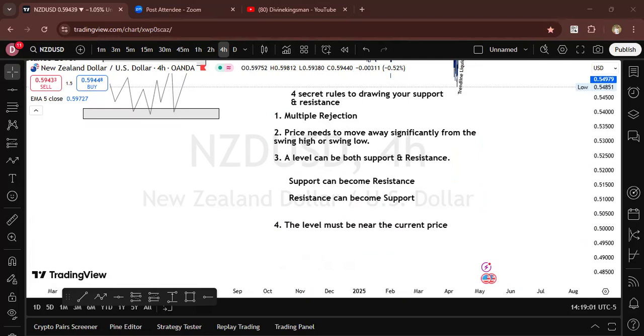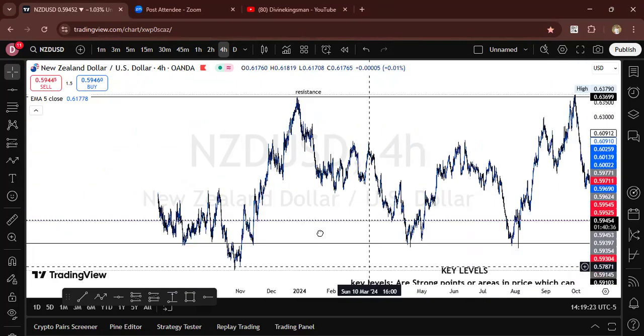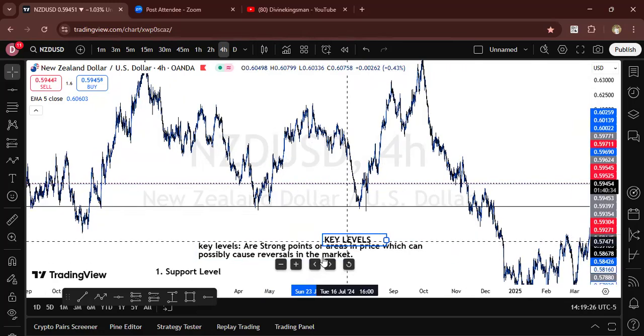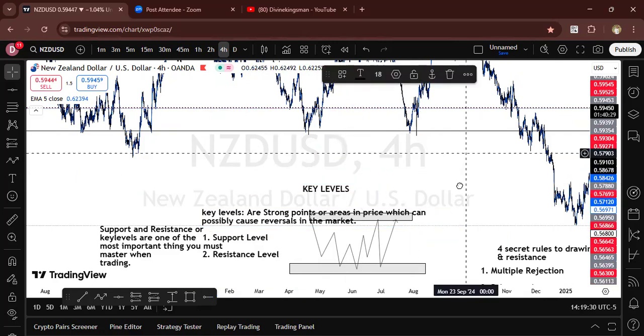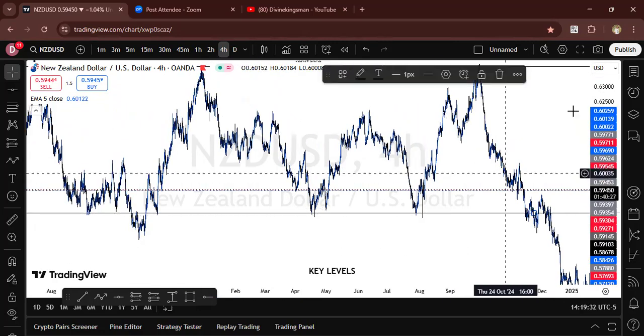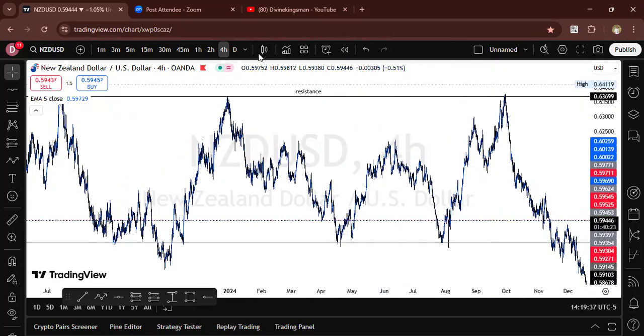So now that you have learned how to draw your support and resistance, the question next is how do you trade them, right? How do you trade the support and resistance? So now let's see a real life example of this support and resistance. I'm going to push all of this down. Now I've marked out my support and resistance here.